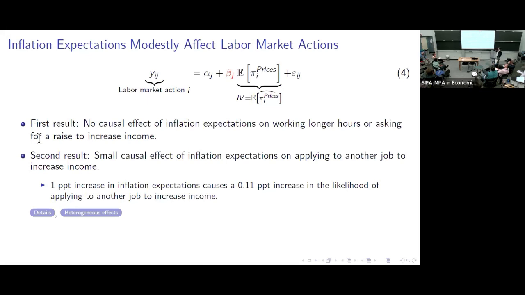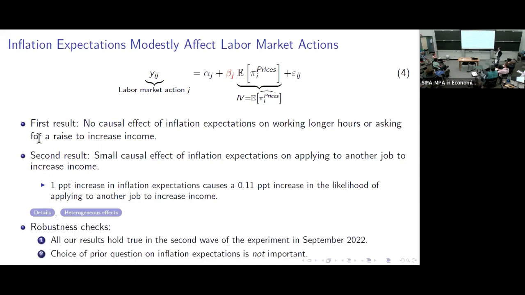Now, in the course of the past year, we have run a number of robustness checks, as I mentioned earlier. In September of last year, we repeated the exact same experiment, of course, with some updated treatments.